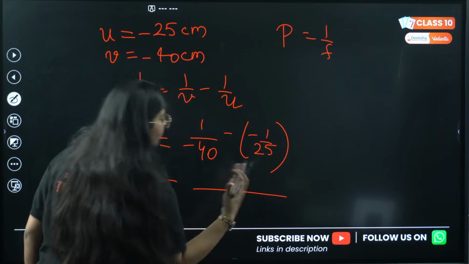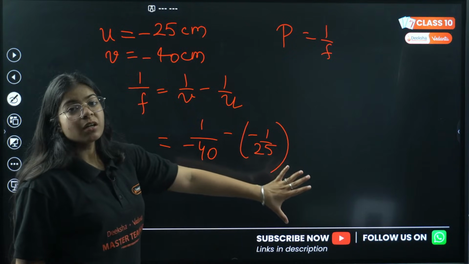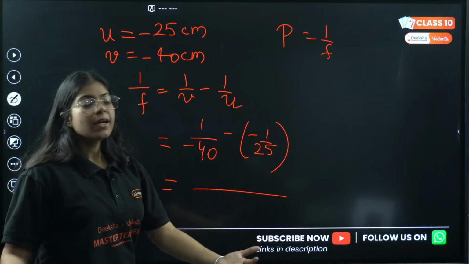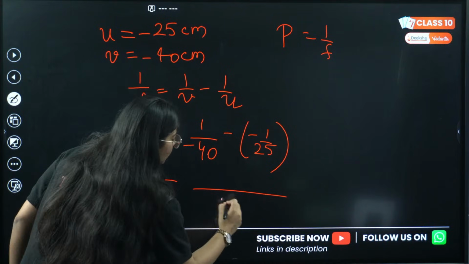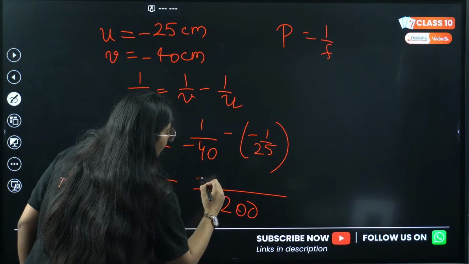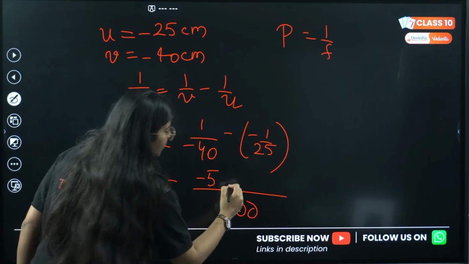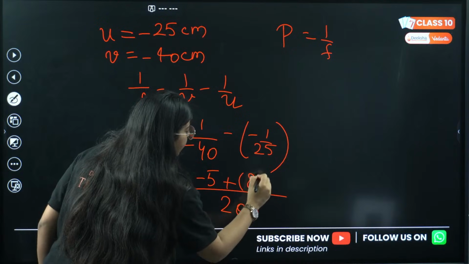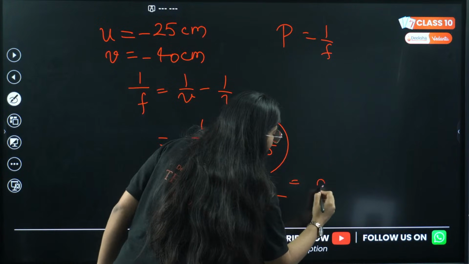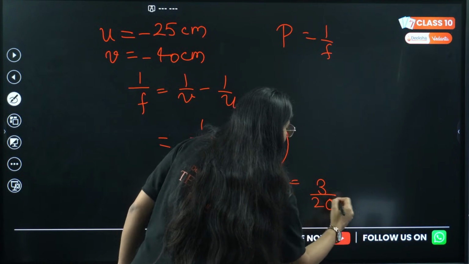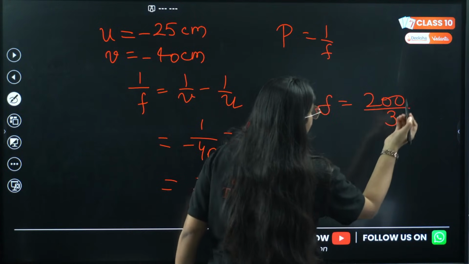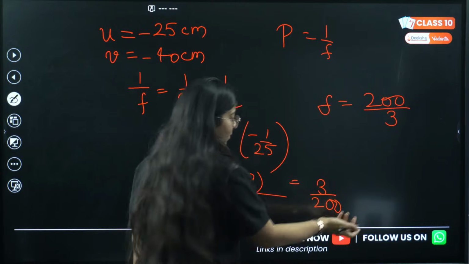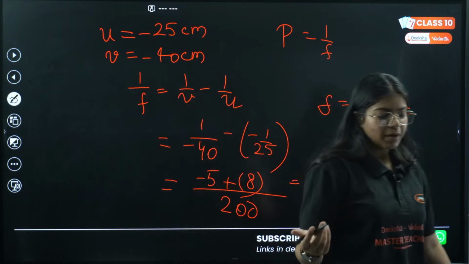You can take the LCM. Try to do this calculation repeatedly. Do calculations like this so you can solve the questions easily. This you can take as 200. This will be minus 5 and this will be plus 8. So this will be 3 by 200, which means the focal length will be 200 divided by 3. Correct? And then power will be just 3 by 200, because power is 1 by focal length, right?